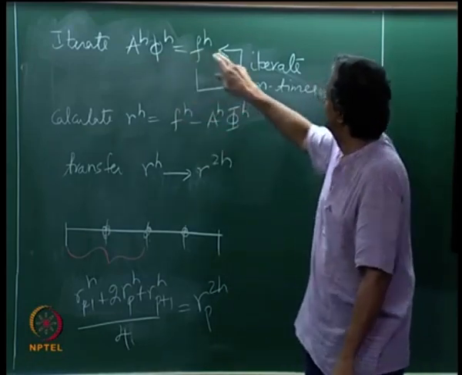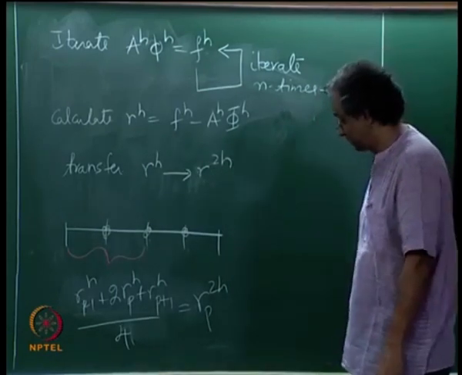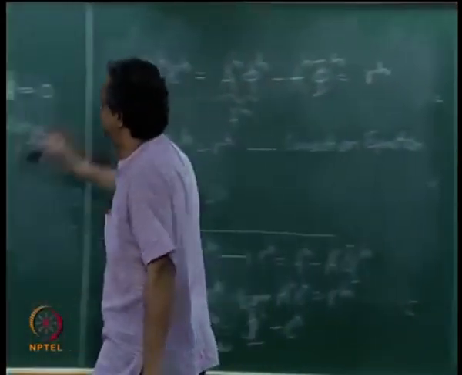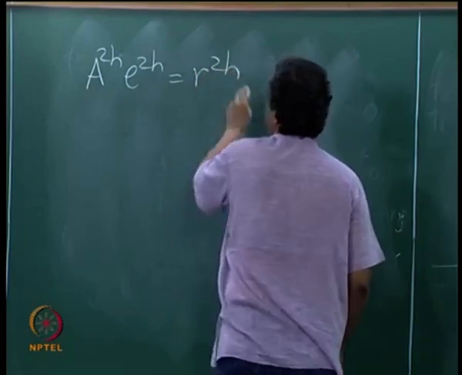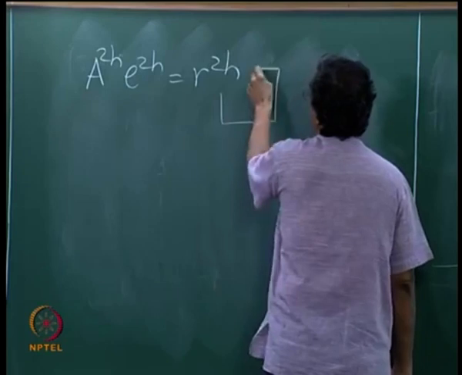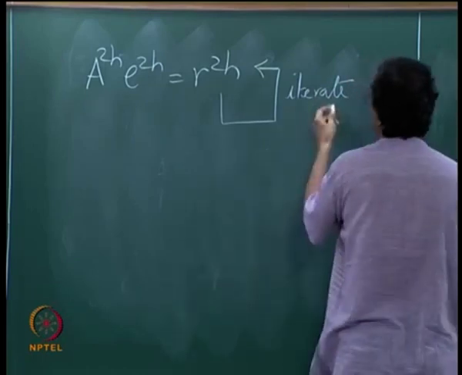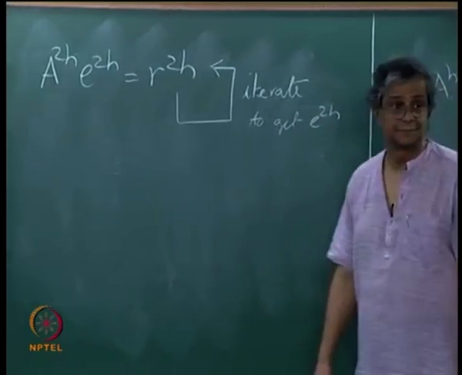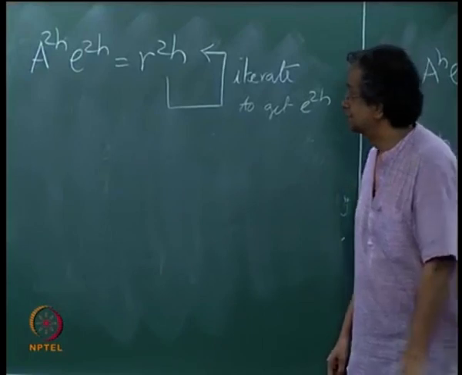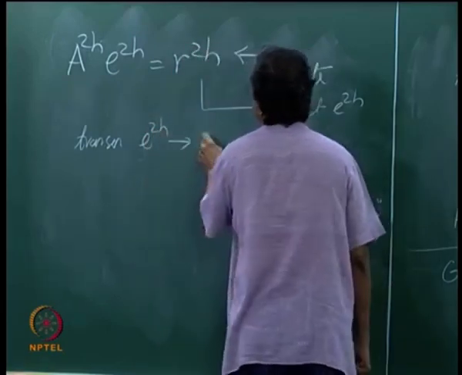Back here, iterate this n times, get a candidate phi, find the residue, transfer the residue. Okay, then what? On that coarse grid, solve A2H E2H equals R2H. When I say solve, I mean iterate a few times. Iterate to get E2H. Okay. Transfer E2H to EH.